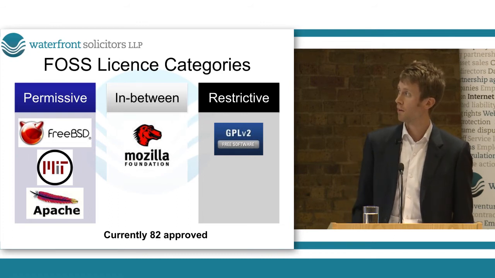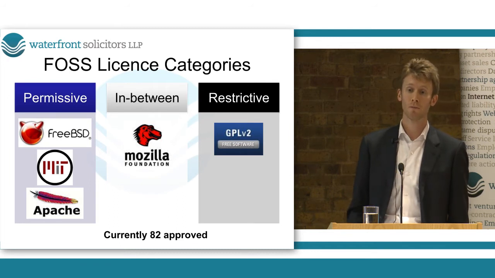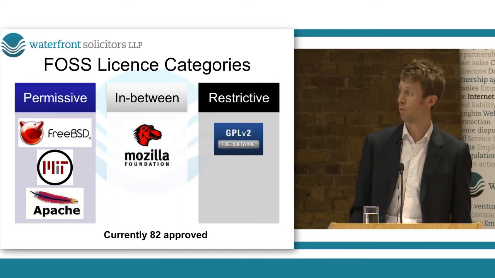Incidentally, the most popular license out there at the moment is the General Public License. 44% of all licenses in use is actually the General Public License version 2.